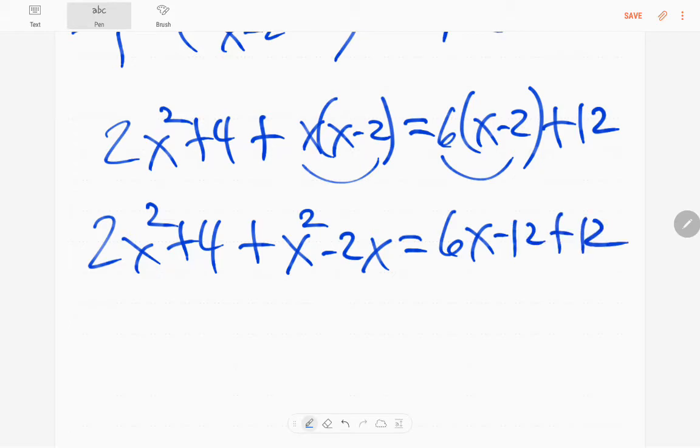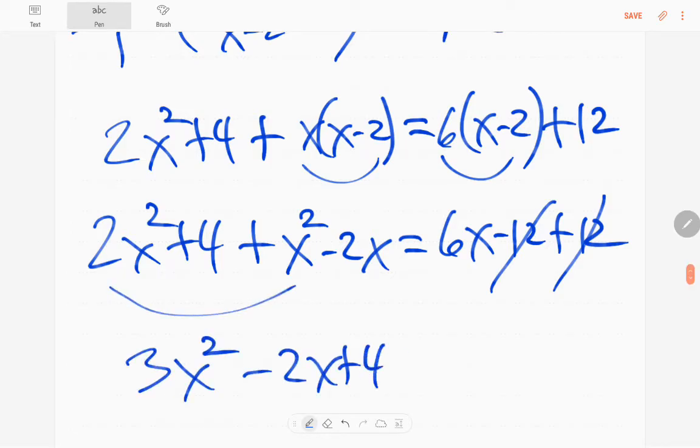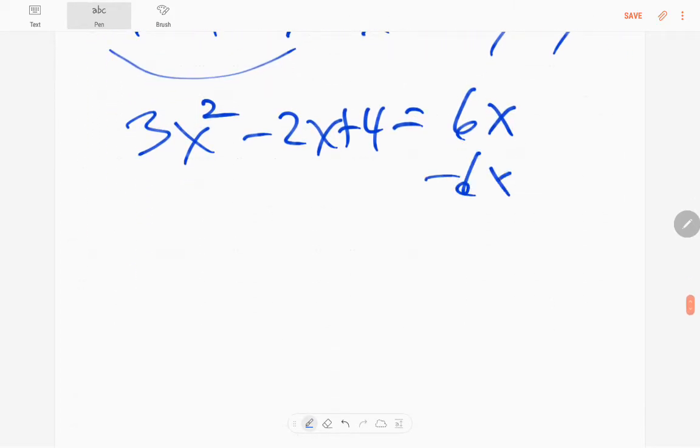And I know I go fast. That's what the pause button is for, and the rewind button. Notice those 12s cancel, and I can combine these terms. That's 3x squared minus 2x plus 4 equals just 6x. So I suppose I want to subtract 6x from both sides, put all the terms on the same side.